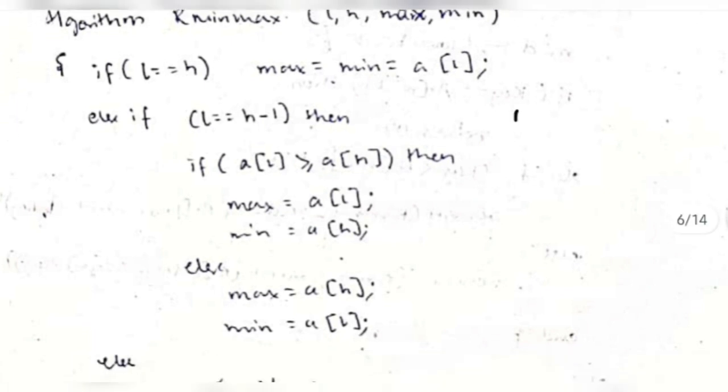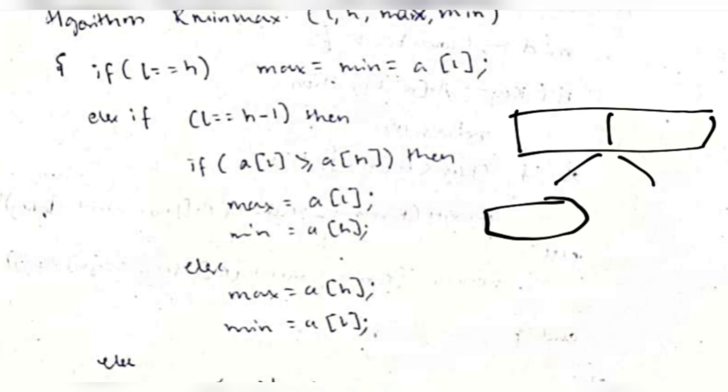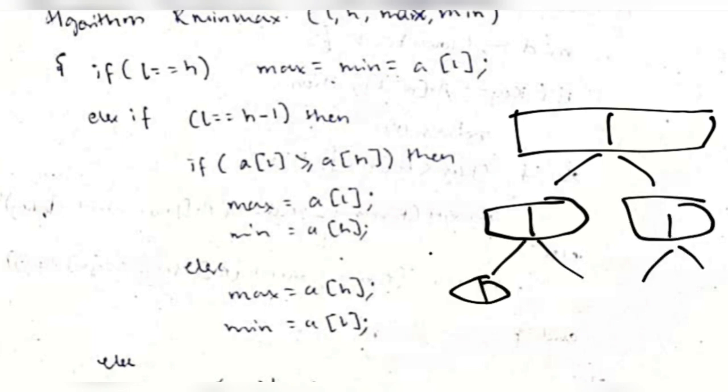If there are multiple elements, what we'll be doing is dividing this array into two parts, and again doing the same thing. If there are still multiple elements, we'll divide into two parts, so that in a particular case we'll reach where only two elements or one element will be there. In that case we'll return the maximum and the minimum element. So when we return that, we'll be comparing with this also.